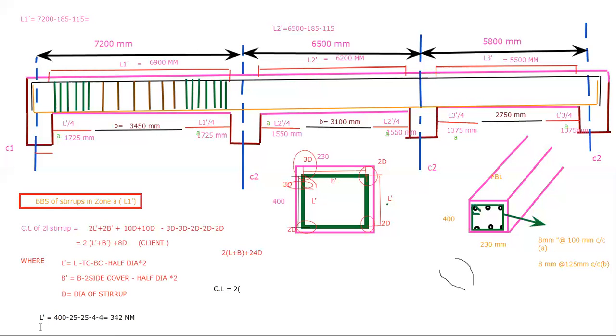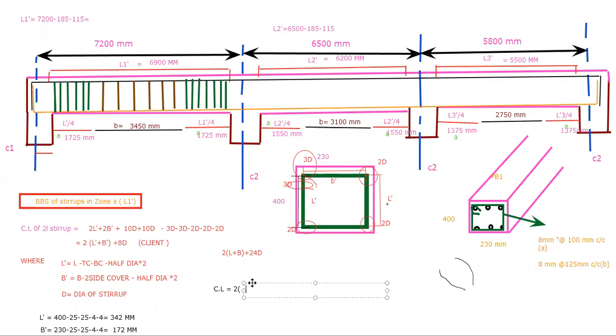Like that we have to find out for the B also. Find out the B dash. So 230 minus 25 minus 25 minus 4 minus 4. So 230 minus 58 is 172. 172 mm. Okay, now put it in this formula.